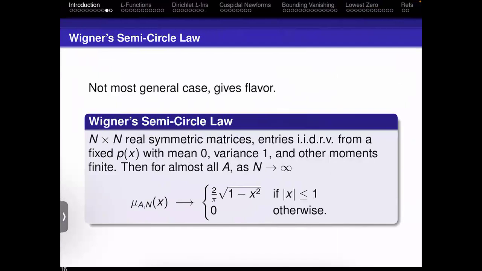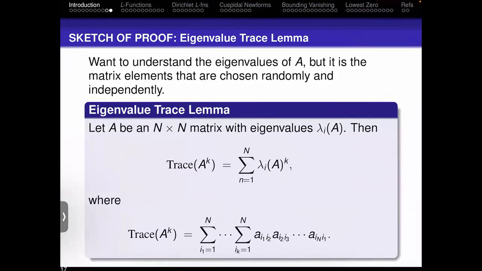So the big result is Wigner's semicircle law. Depending on what conditions you want to do, there's a whole industry as to what is the fewest conditions, the weakest conditions you need to assume to get something like this. I'll assume mean 0, variance 1, finite higher moment, so I don't have to worry about the moment generating function existing. Then for almost all matrices, the distribution of its normalized eigenvalues converges to a semicircle.